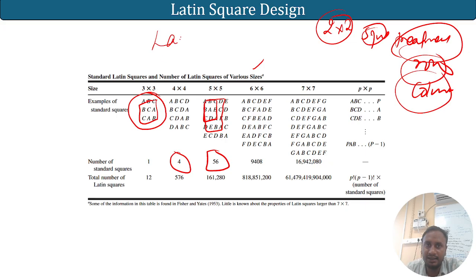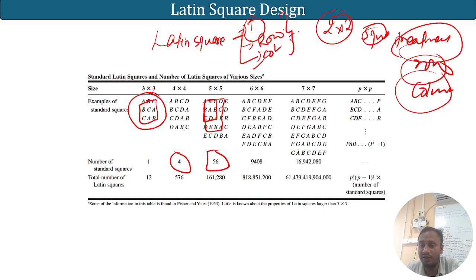Because when I say Latin square, it means one is the treatment, the second one is the row, and the third one is the column. So we have 3 by 3. We can't go with 2.